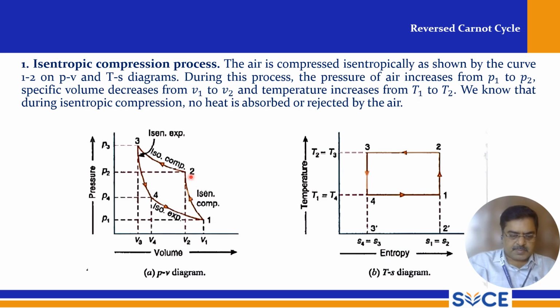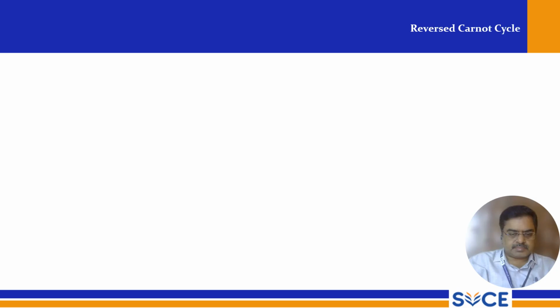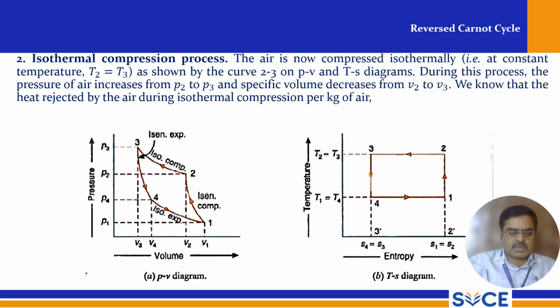In the next step, isothermal compression. In the isothermal compression process, the air is now compressed isothermally at a constant temperature. From 2 to 3, you can see in the TS diagram, it is only constant temperature. It maintains constant temperature by the curve 2 to 3 on the PV and TS diagrams.